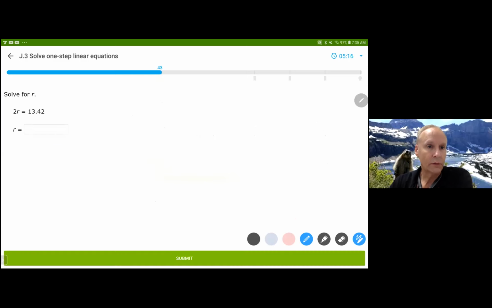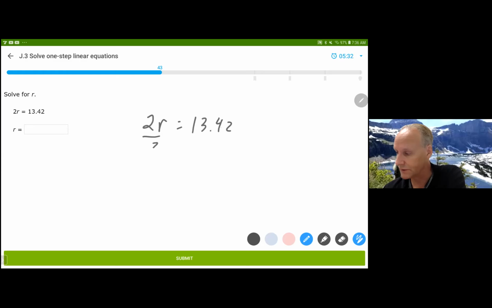Now in this one, we're going to do the opposite to both sides. And again, we're going to divide. Now, again, a lot of people are not going to be able to divide by 2 in their head, but it doesn't matter. We're going to take 2r equals 13.42, and we're going to divide by 2 on both sides. Looks like we get 6.71 or something like that. This gives us ones, and r is equal to.